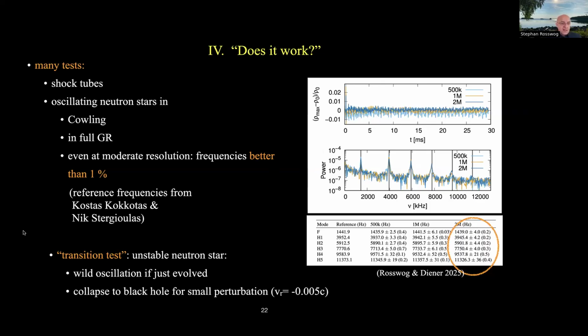Then there is another pretty challenging test, where you prepare a neutron star that is unstable. If you just evolve it, it will undergo wild oscillations. If you give it a very small inward radial perturbation, then it starts to form a black hole. We could also nicely reproduce that.